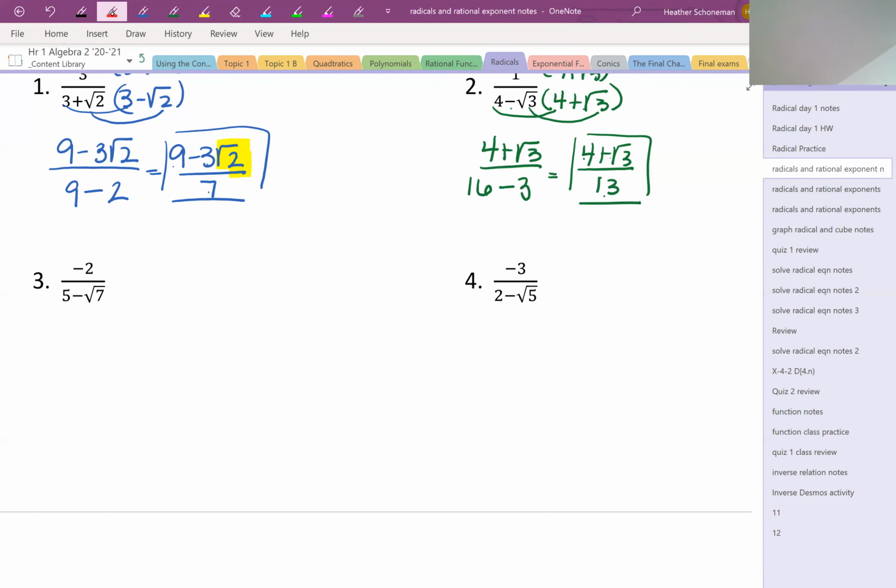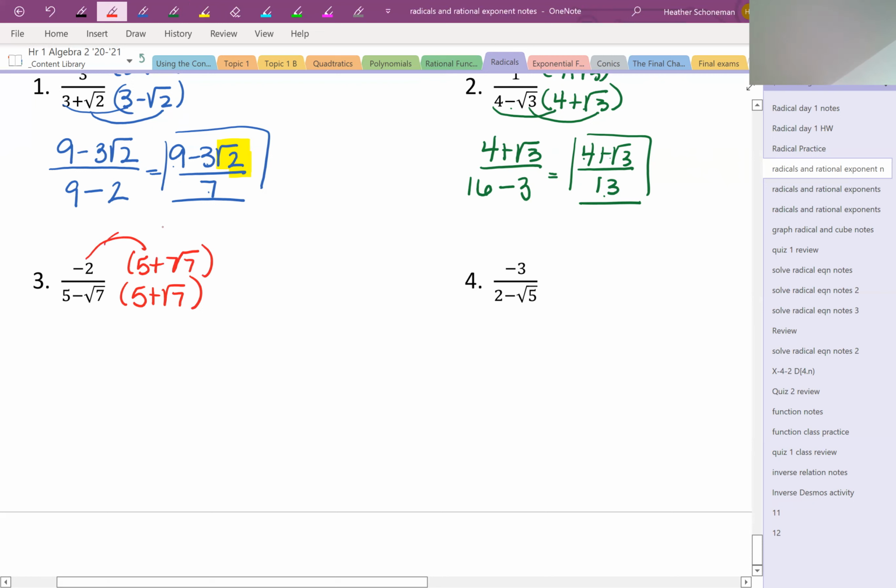Number 3, we have to multiply by the conjugate, which is going to be 5 plus the square root of 7. On the top, we're going to distribute and get negative 10 minus 2 square root 7. On the bottom, we're going to get 25. A negative times a positive is a negative. Square root 7 times square root 7 is 7. So this gives me negative 10 minus 2 square root 7 over 25 minus 7 is 18.